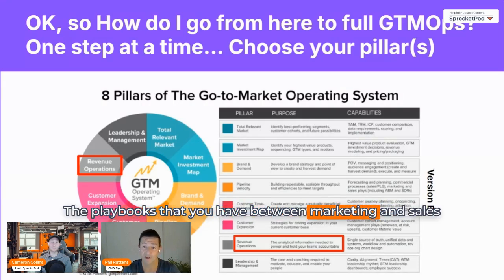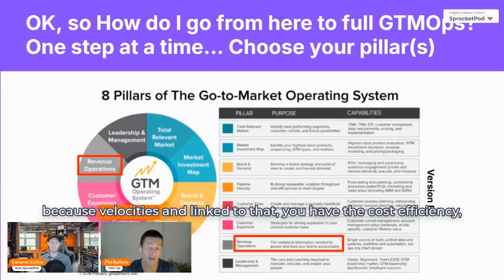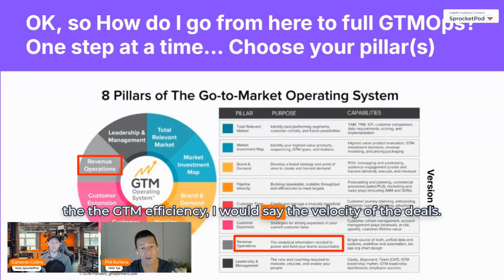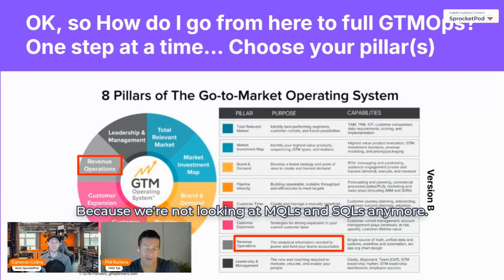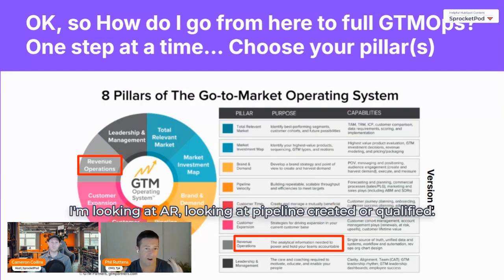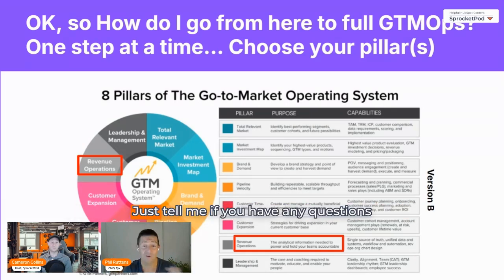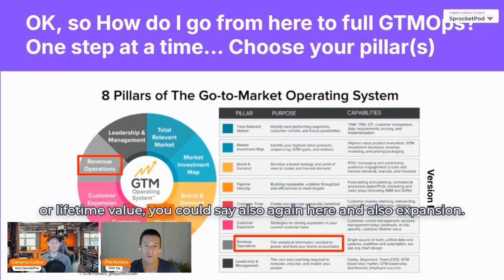that you have between marketing and sales, because velocity is, and linked to that, you have the cost efficiency, the GTM efficiency, I would say, the velocity of the deals, because we're not looking at MQLs and SQLs anymore. We're looking at deals now. We're looking at ARR. We're looking at pipeline created or qualified. Just stop me if you have any questions, by the way. Customer time to value, TTV, or lifetime value, you could say also, again, here, and also expansion.